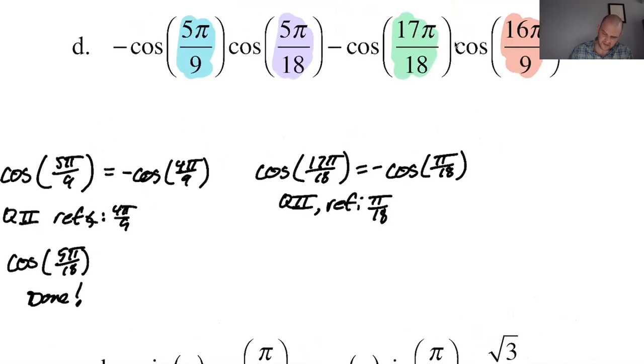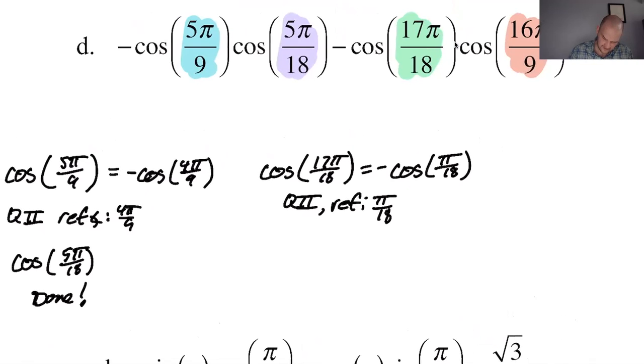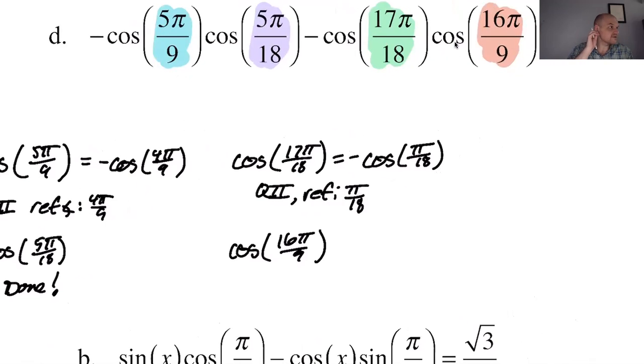And then 16 pi over 9. So the cosine of 16 pi over 9. 16 pi over 9 is 2 pi over 9 away from 18 pi over 9. So this is going to be in quadrant 4. And the reference angle is going to be 2 pi over 9, that's what you would need to get to 2 pi, which is 18 pi over 9. So this will be just cosine of 2 pi over 9.